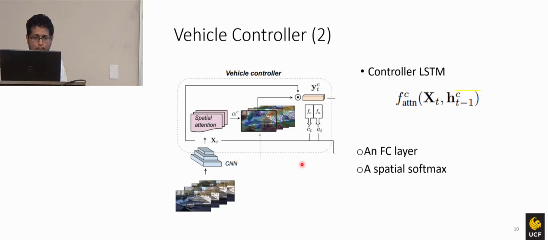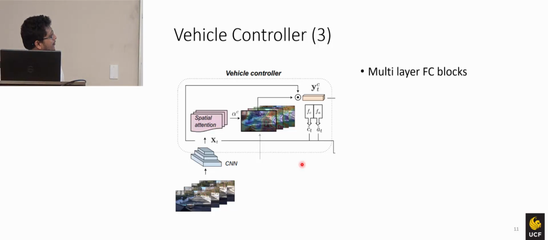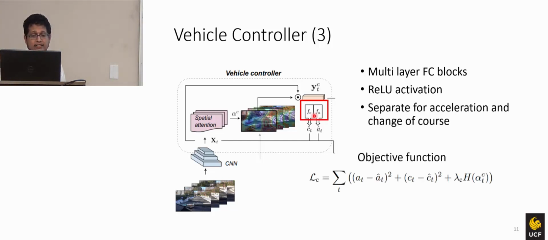The controller LSTM uses an FC layer and a spatial softmax and yields normalized attention weights. After getting this context vector YT, we need to get the output of the controller, which is acceleration and change of course. For this, it uses 2 separate multi-layer FC blocks. Each FC block has 5 layers and uses ReLU activation.